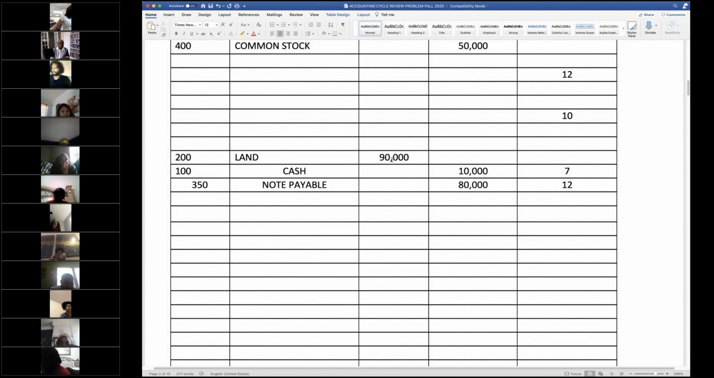So notice the debits in any journal entry, the total debits must equal the total credits. Do we see that? So I don't expect anyone to miss this. This, of course, will be on your midterm.